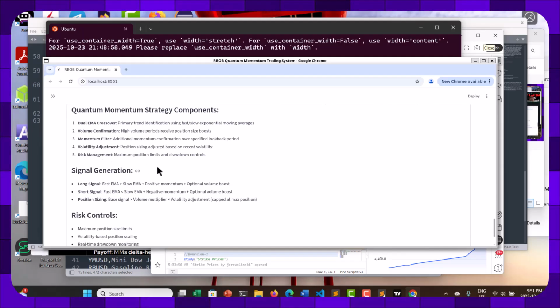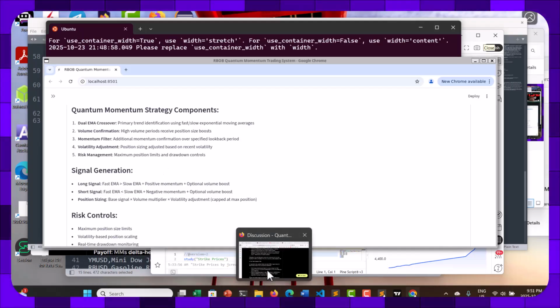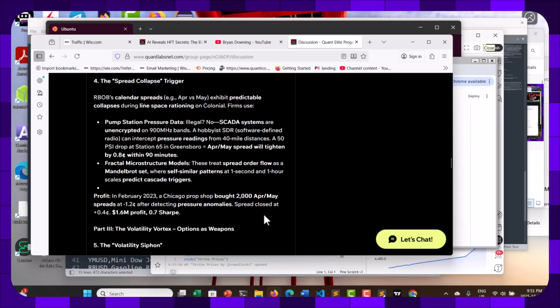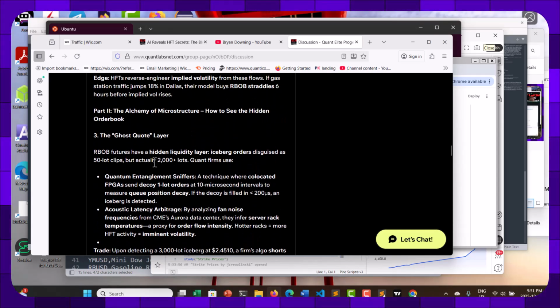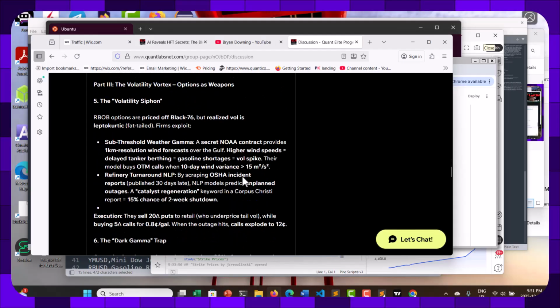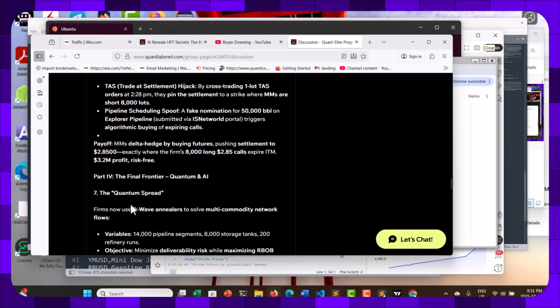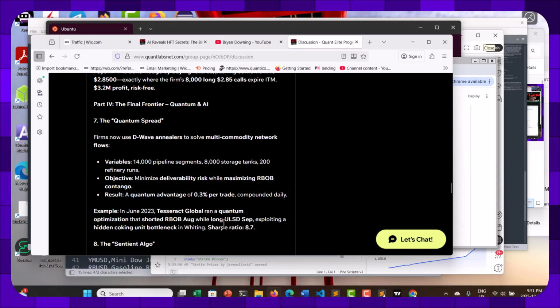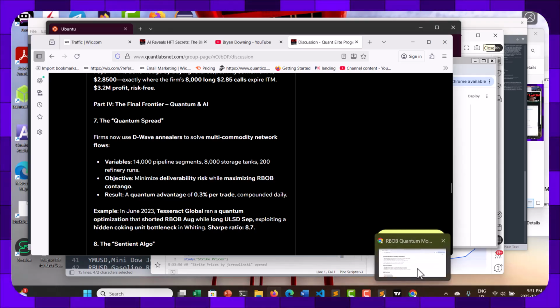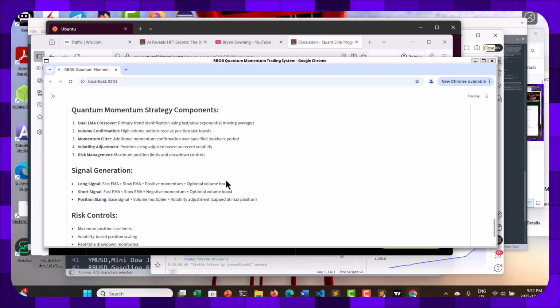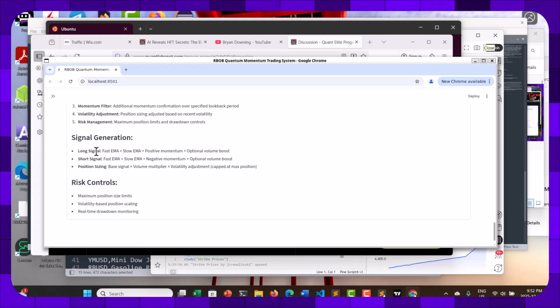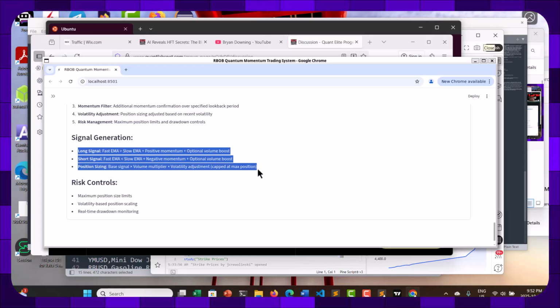So it's trying to mimic what was in that article as best as it could, using this one right here. It was called the quantum spread. So it's trying to use this data as best as it can to replicate what these firms are doing. It's done it with all these trading rules here. The position sizing is base signal, volume multiplier times the volatility adjustment, capped at max position. So that right there is your trading logic, your trading rules.